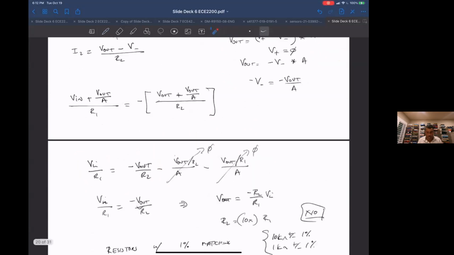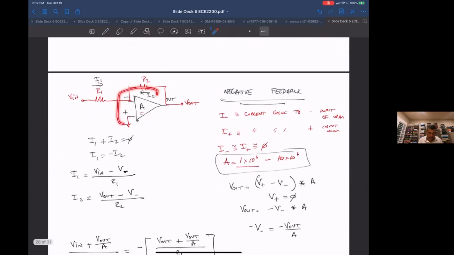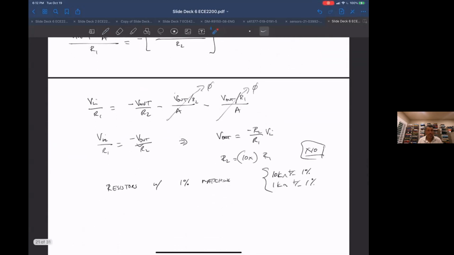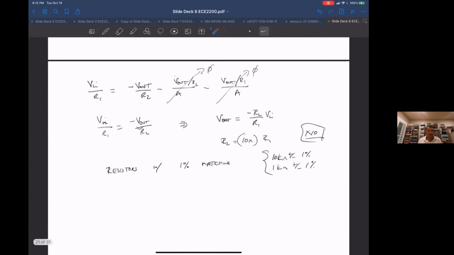Okay, so now by using this component and these external components that you can match in a negative feedback configuration, I can get a very precise, very repeatable voltage gain.